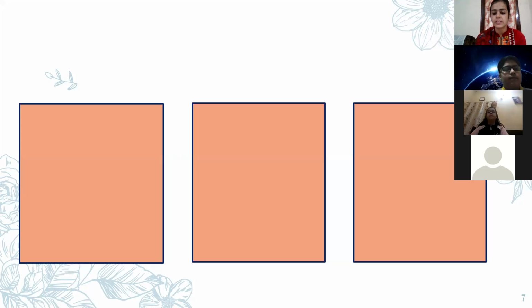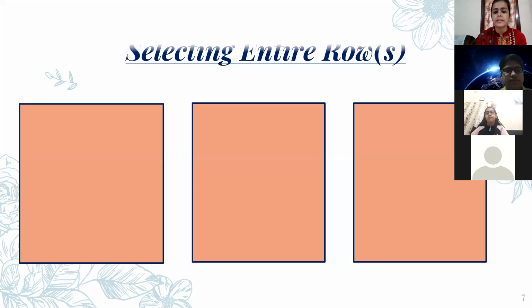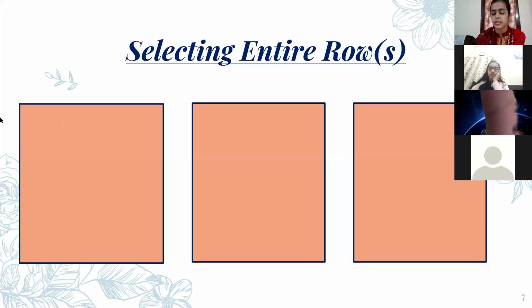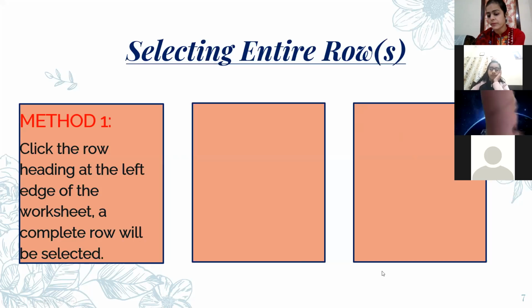Next you have is how you can select the rows from your spreadsheet. We have different methods in order to select the rows. First method we have is click on the row heading at the left edge of the worksheet.